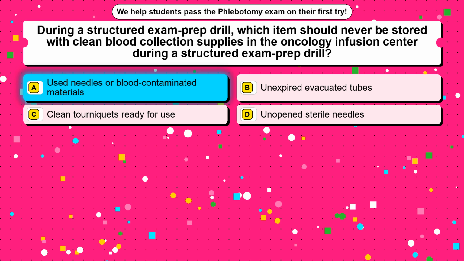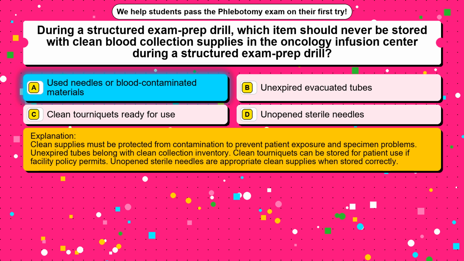The correct answer is option A. Used needles or blood-contaminated materials. Clean supplies must be protected from contamination to prevent patient exposure and specimen problems. Unexpired tubes belong with clean collection inventory. Clean tourniquets can be stored for patient use if facility policy permits. Unopened sterile needles are appropriate clean supplies when stored correctly.